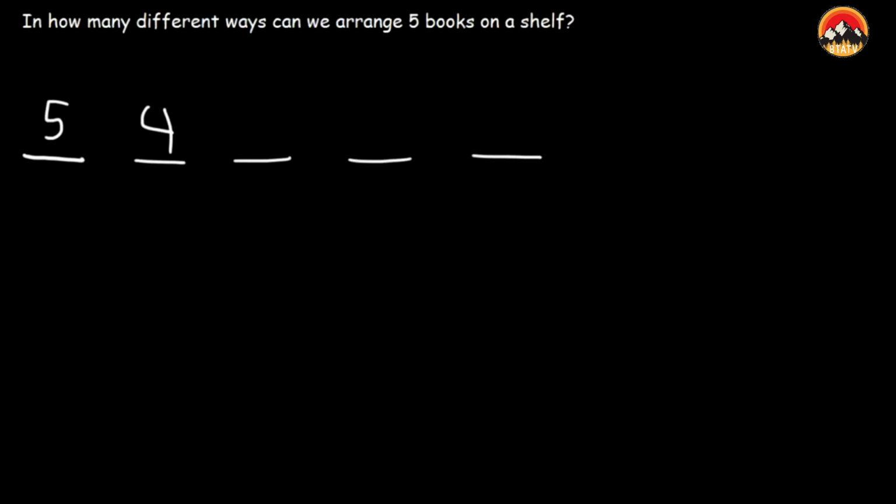Now that we've placed 2 books, we have 3 left over. So we could put any of those 3 books in the third position. Now we have 2 books left over, so we could put any of those 2 in the second to last position. And in the last position, we can only put the last book there. So it's going to be 5 times 4 times 3 times 2 times 1. And that's another way in which you could solve these problems.